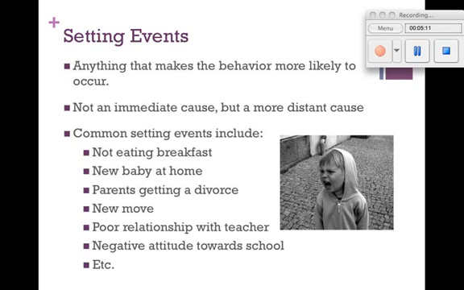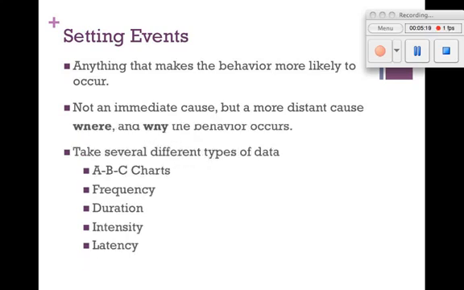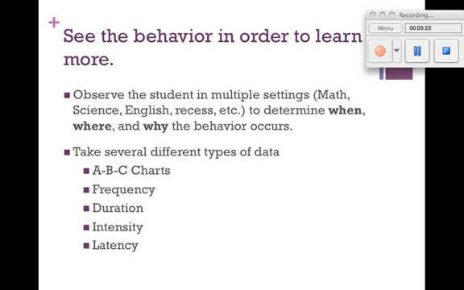So things like this that make a behavior more likely to occur are called setting events. Once you've interviewed the people in this child's life, it's important to see the behavior in action. You want to observe the student in multiple settings, such as math, science, recess, to determine when, where, and why the behavior most frequently occurs.